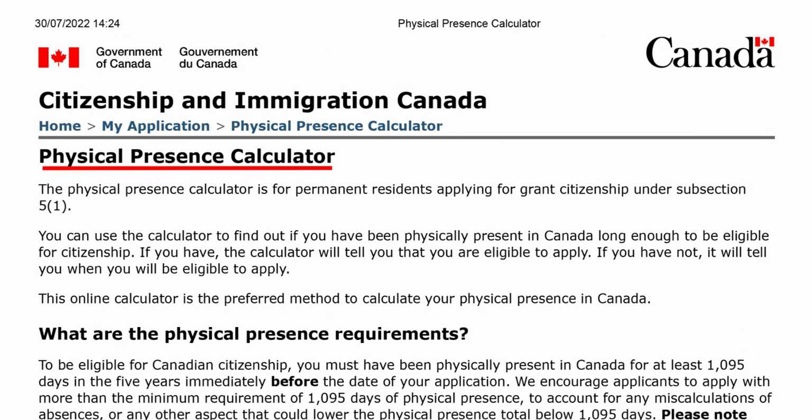The physical presence calculator is for permanent residents applying for a grant of citizenship under subsection 5.1. The online calculator is the preferred method to calculate your physical presence in Canada. So how do you use the physical presence calculator, and what are the requirements for it? These and so many other questions in your mind will be answered in today's video.